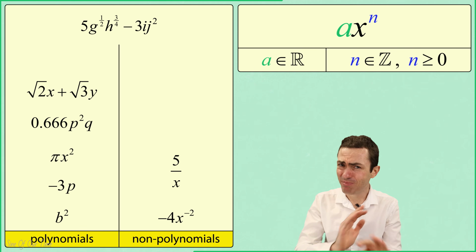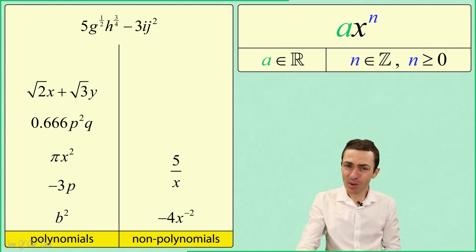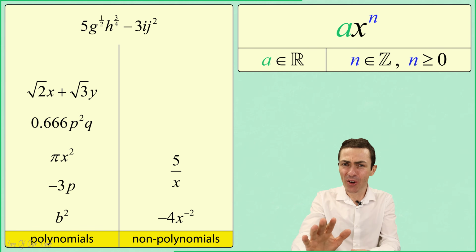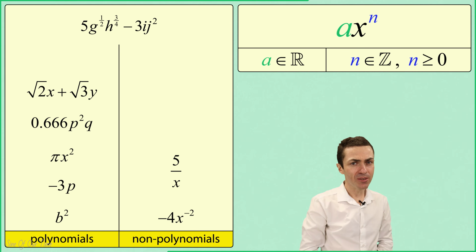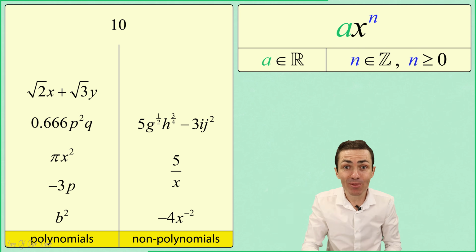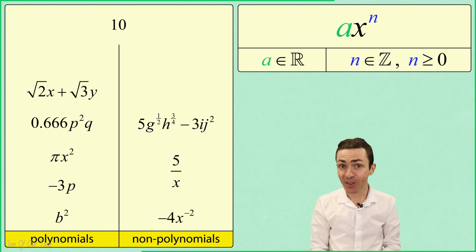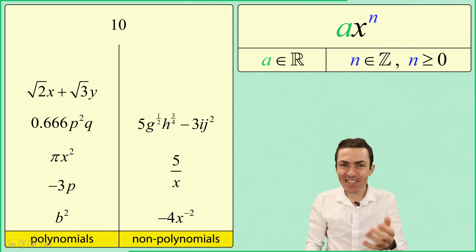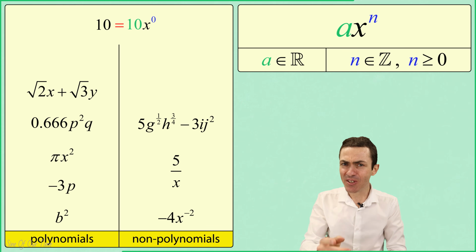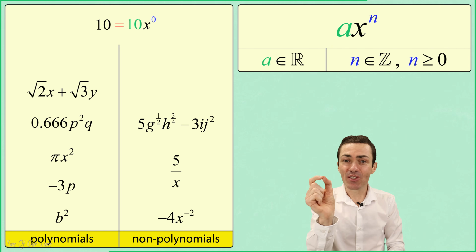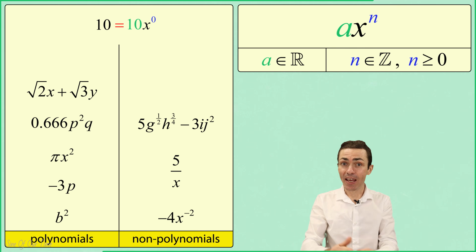No, just no. The second term is fine, but the first term has variables that have fractions for exponents. That's a big no-no. This one is a non-polynomial. Mind blown. This is still a polynomial. And you might be thinking, why? How? Well, 10 can be written as 10x to the power of 0 because x to the power of 0 is equal to 1, giving this an exponent of 0, which is allowed, making it a polynomial.